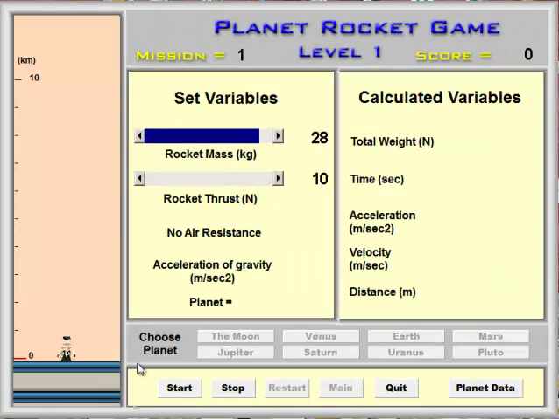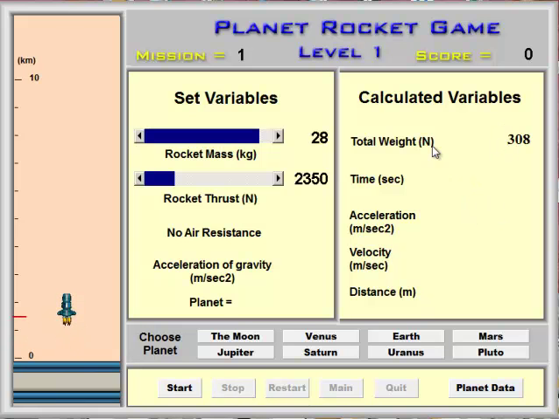Let's look at level 1. Okay, here's your rocket. Here are a number of input values, and then these are a number of calculated values. First of all, you need to give yourself enough rocket thrust. It doesn't matter how much, but enough to get your rocket off of the ground. And then you can start and stop your rocket and see the calculated variables.